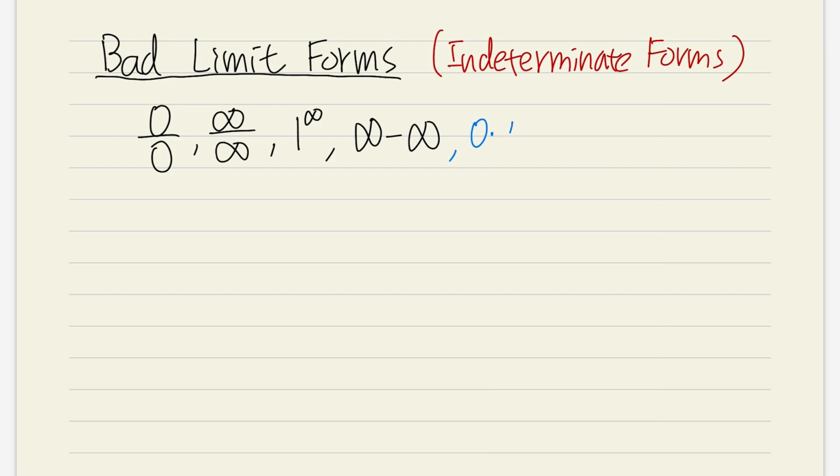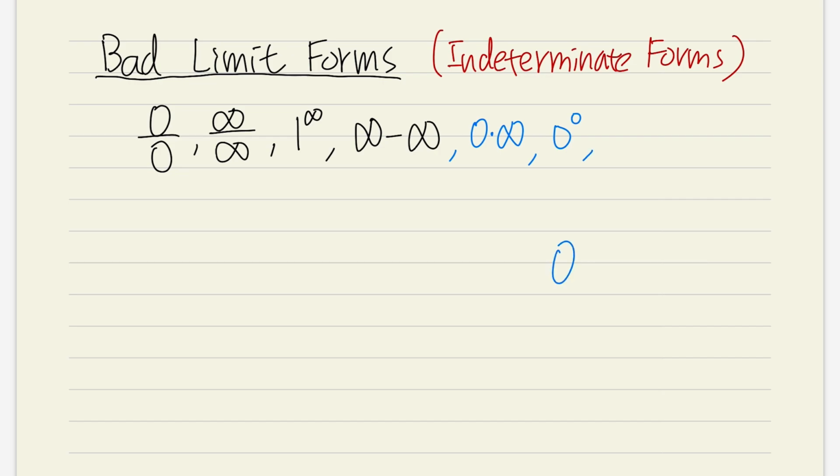Here's another one: 0 times infinity. Wait, isn't 0 times anything 0? But not when we have infinity. When we're dealing with limits, no, it's indeterminate. And then if we have 0 to the 0's power, the answer to this is not necessarily equal to 1. Again, we will have to do more work in order to figure out the answer for the limit.